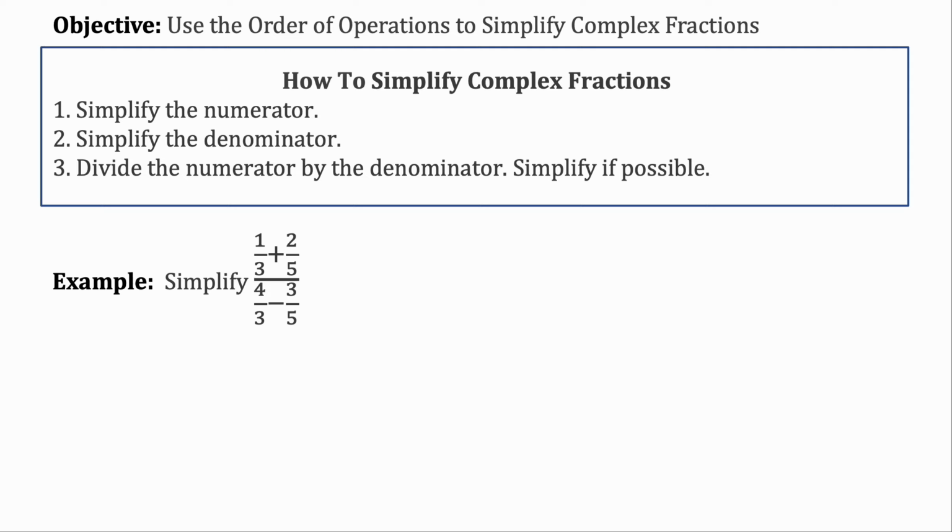In this video, we are going to use the order of operations to simplify complex fractions. Now, to simplify complex fractions, treat the numerator and denominator as two separate problems. We're going to simplify the numerator, we're going to simplify the denominator, and then we'll use what we know about fractions to divide the numerator by that denominator. And then we should make sure to simplify when possible.